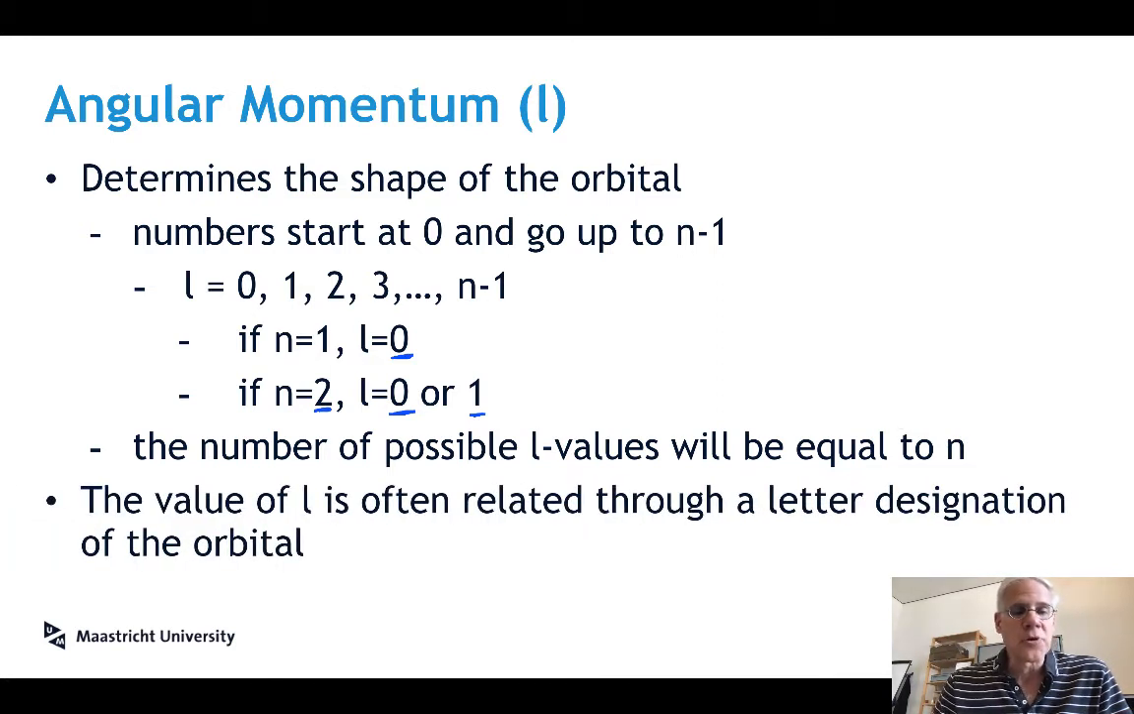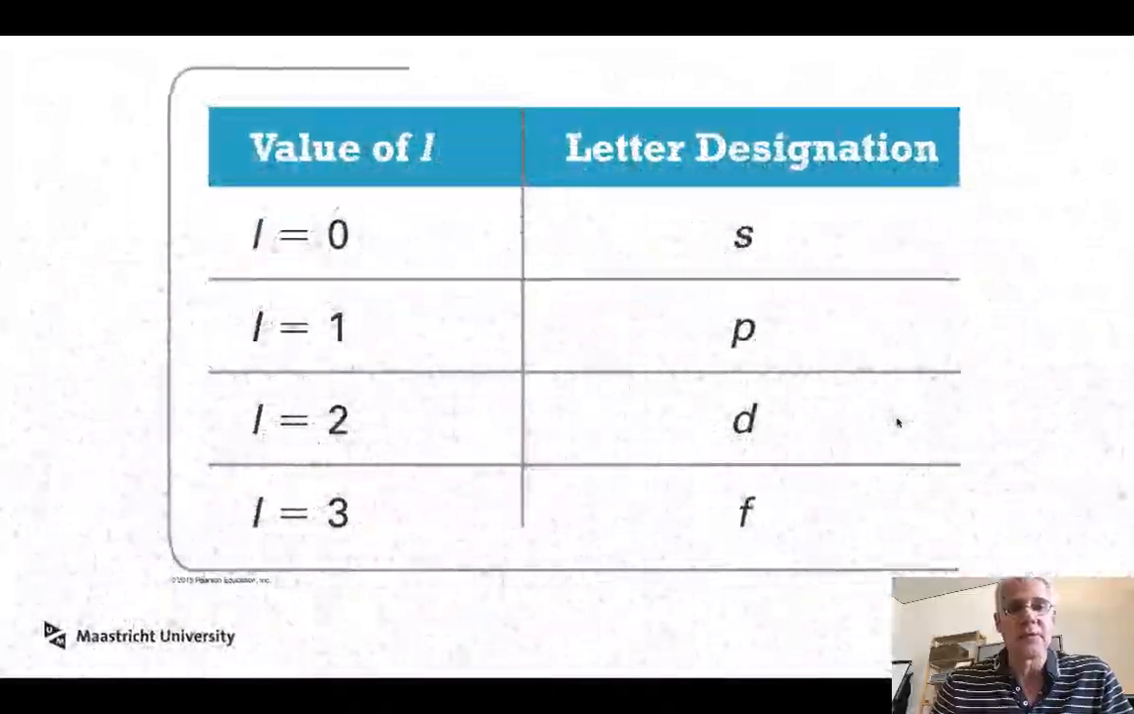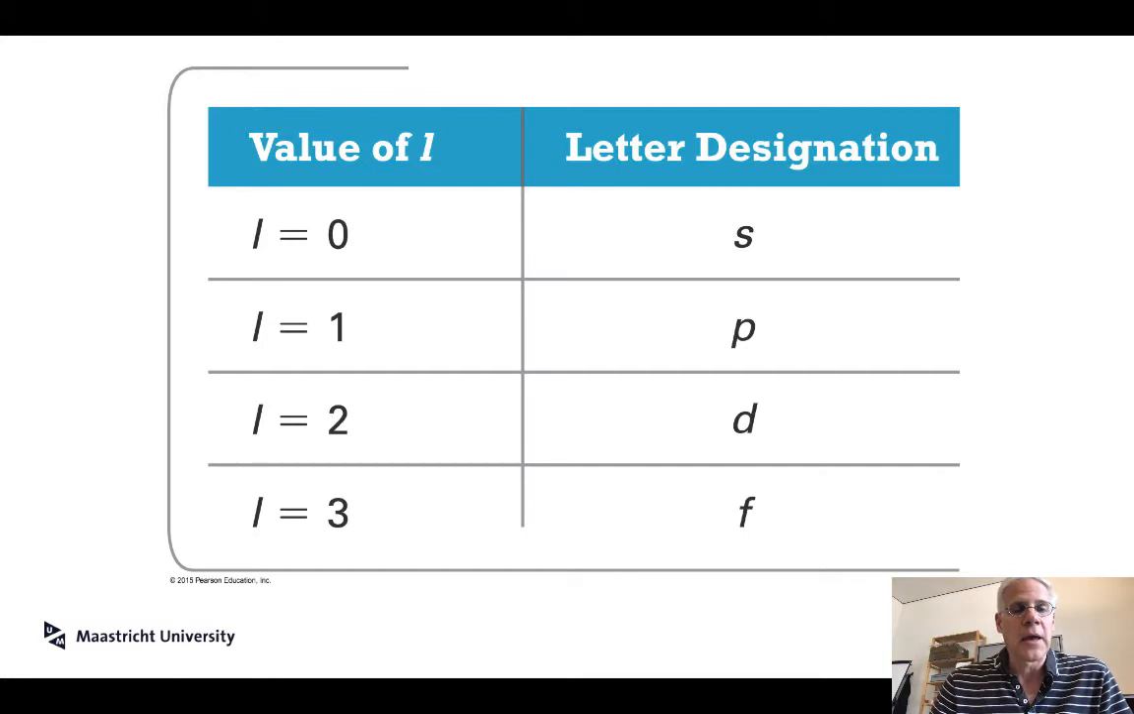And a lot of times what we do, rather than use the numerical value of L, is we give a letter value for an L value, and we can see what that looks like here. So if we have an L value of 0, we give that a letter designator of S, and we can also think of that as an S orbital.